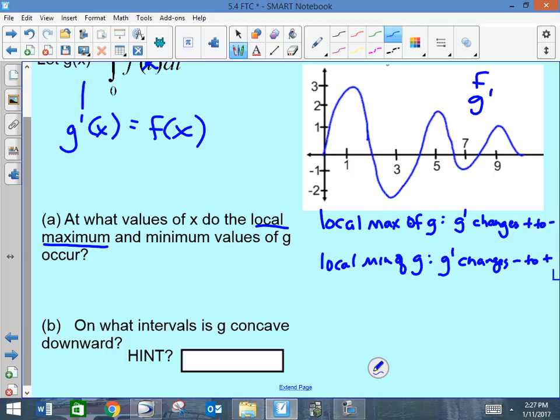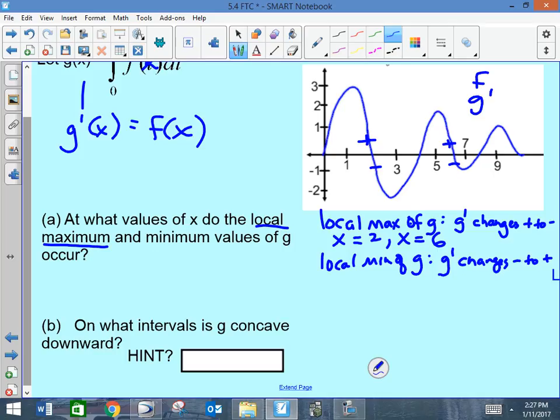So where does g prime change from positive to negative? At 2. Okay, right there, it went from positive to negative. All right, anywhere else? 6, positive to negative, good. Anywhere else?